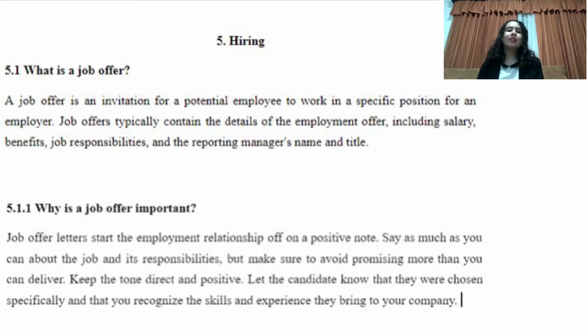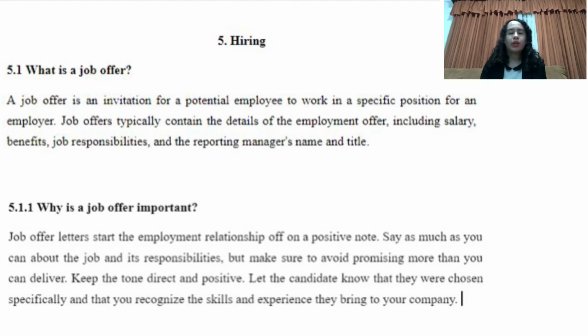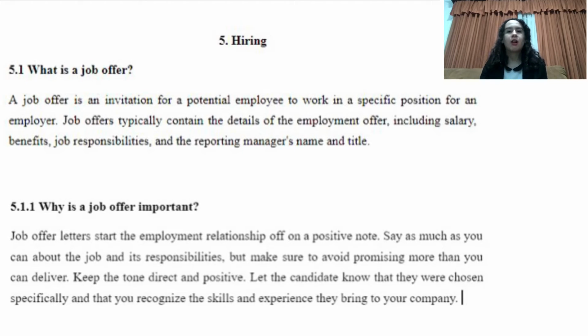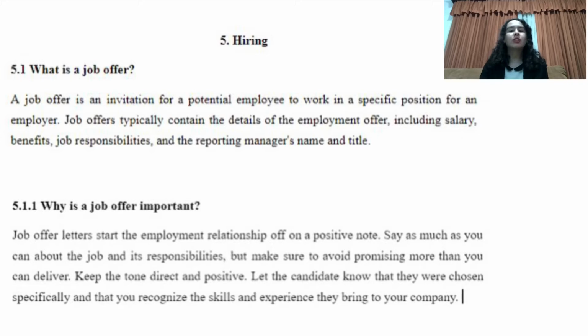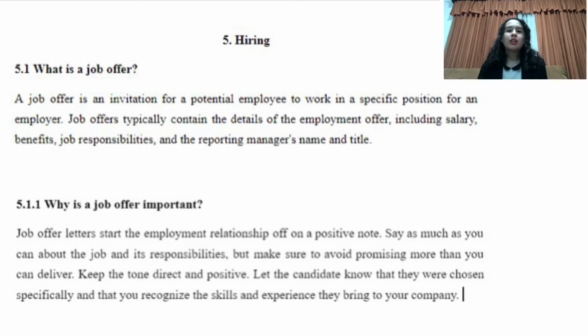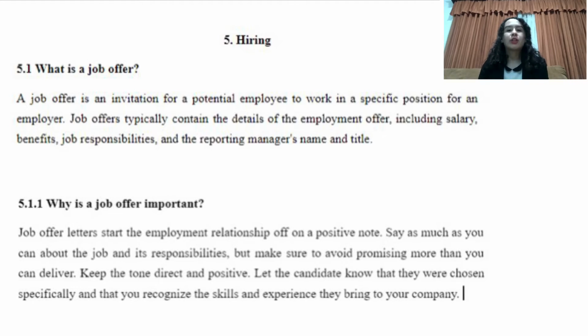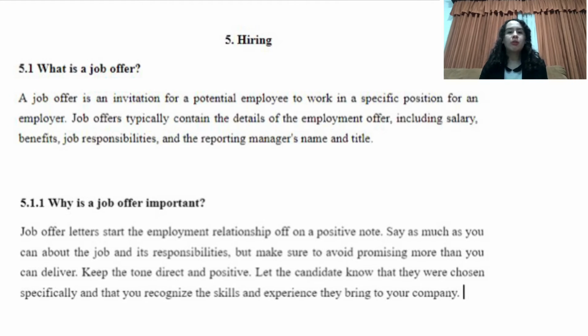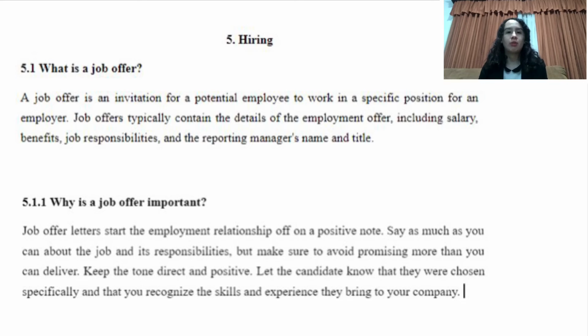Once the candidate has accepted the job, it is important to inform him immediately by a formal letter called a job offer, which includes all the details about the job. And some of those details are shown in the presentation, and this is very important because working conditions are clear and it encourages new employees to feel confident about taking our job offer.